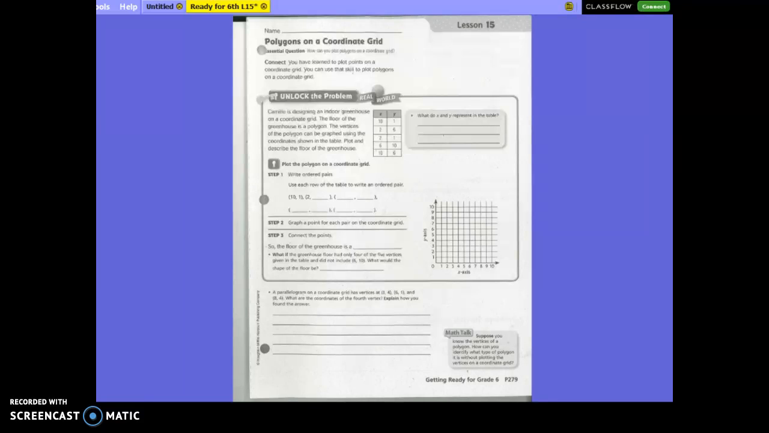Okay, here we go. Today we're looking at getting ready for 6th grade. Lesson 15, polygons on a coordinate grid. And what is a polygon? It's a closed figure made up of 3 or more line segments. Good job. So, a closed figure made up of 3 or more line segments.